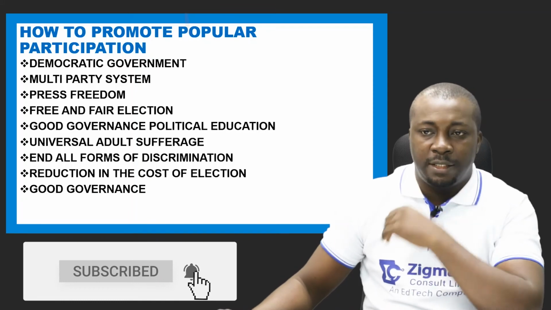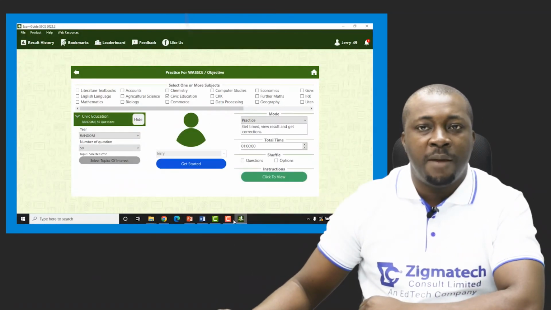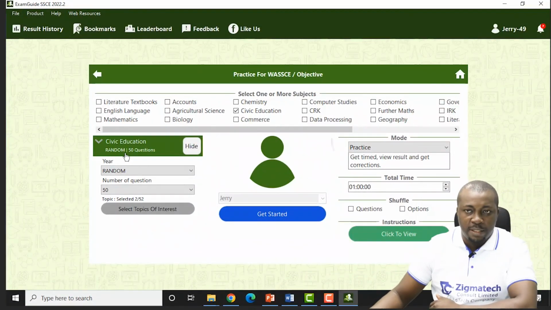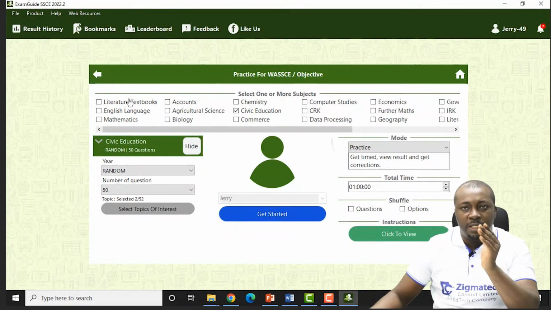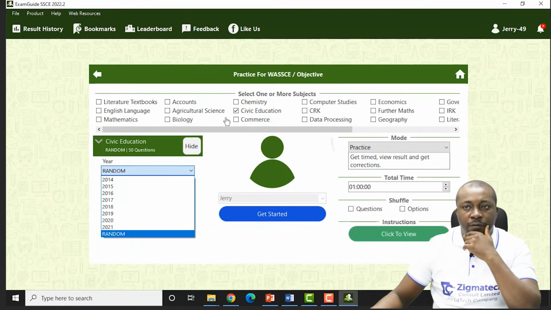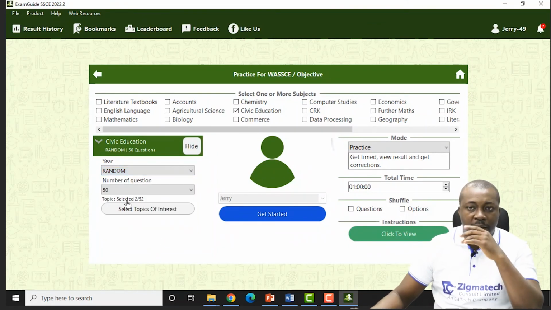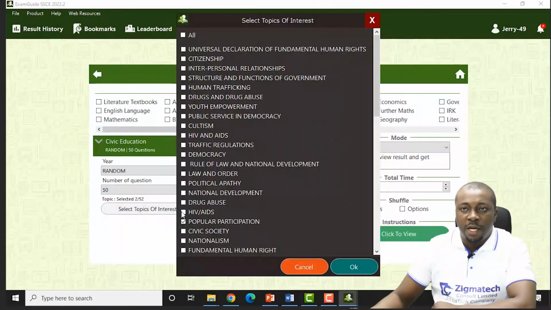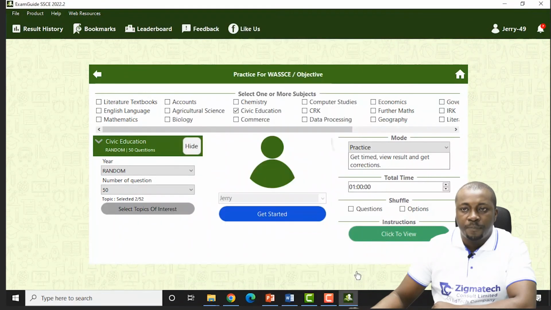Now let's go to the practice session where we take a practice test with our exam guide on this topic we have done. So this is our app, Examguide. Let's see how it works. For subject, of course, I've selected civic education because this is the subject we did. For year, we set it at random, any year can pop up. For the topic of interest, of course, we did popular participation. You see, I've clicked popular participation. Now I click OK. The questions we are going to answer are those on popular participation. They are the ones that will mostly pop up.